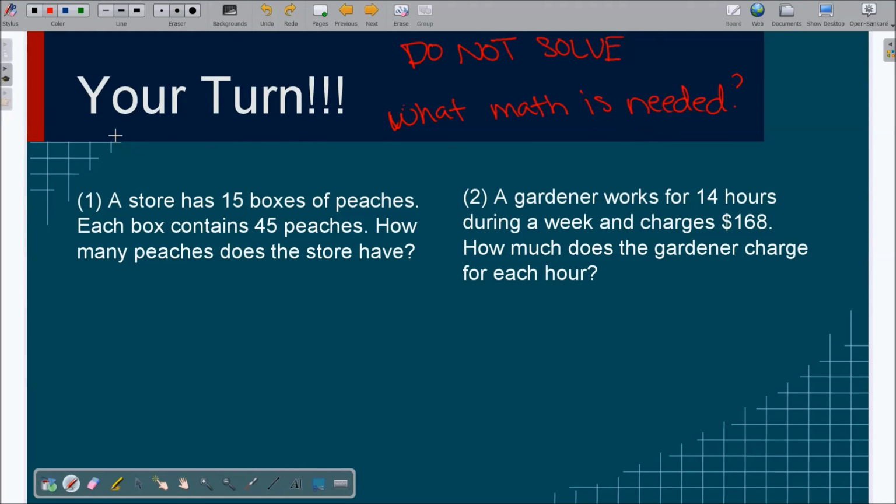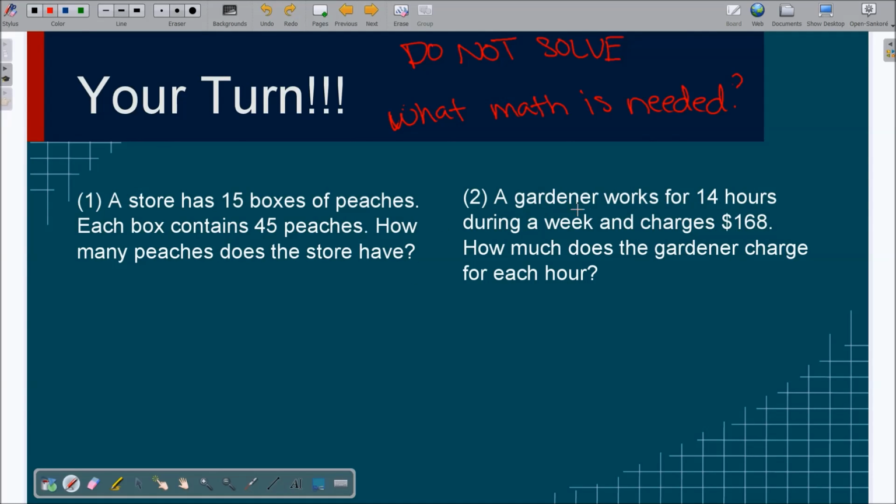Okay, so here's your first one. A store has 15 boxes of peaches. Each box contains 45 peaches. How many peaches does the store have? Read it over a couple times if you need to, pick out those key words, write down what math you think would be used to solve that problem.